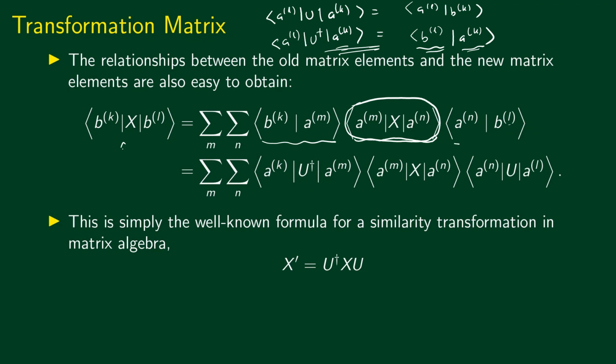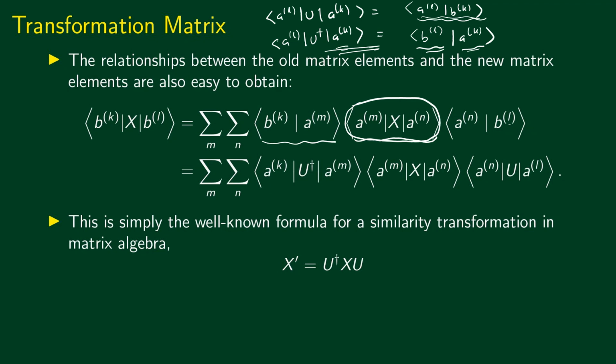And what is this? This is AN BL. It's of this form, right? ALBK. These are nothing but the matrix elements of U in the old basis. So we can write this as bra AN U ket AL. We have identified all this as matrices. So we have written this as a matrix multiplication now. This is simply the well-known formula for similarity transformation.